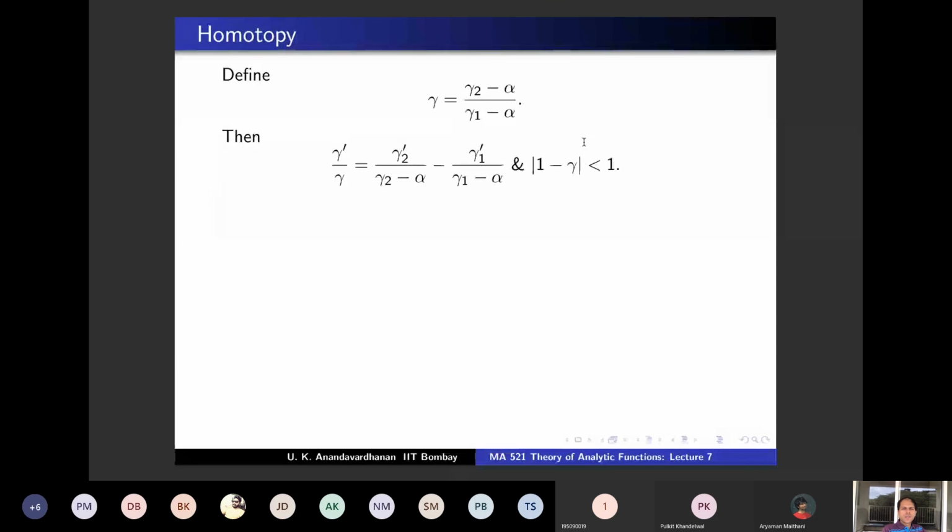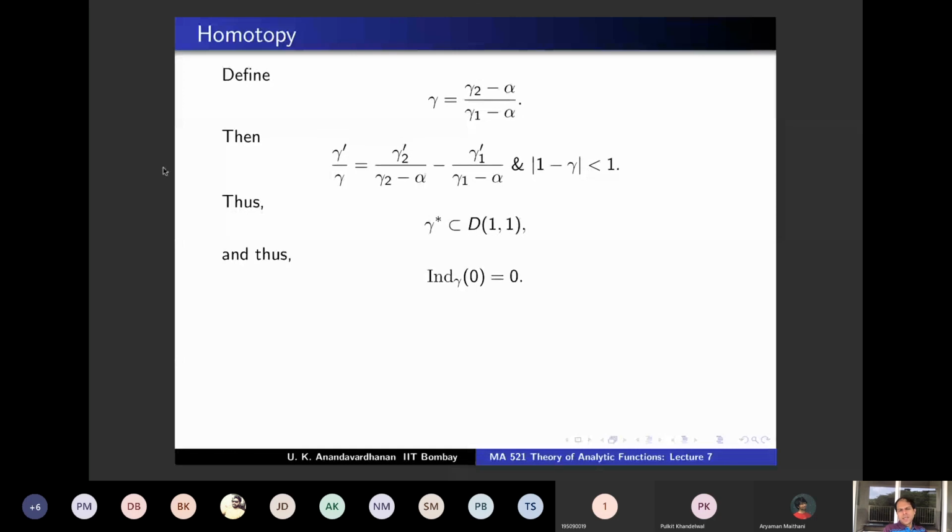And you can also observe that modulus of 1 minus gamma is strictly less than 1. Why is that? Just do it. 1 minus gamma will be gamma 1 minus gamma 2 by gamma 1 minus alpha, but that was our assumption. That is strictly less than 1. So our assumption is that mod 1 minus gamma is strictly less than 1. In other words, gamma star, the image of gamma, is contained in the open disk D(1,1), center at 1, radius 1, right? It's in the open part of it. It's in the open disk.